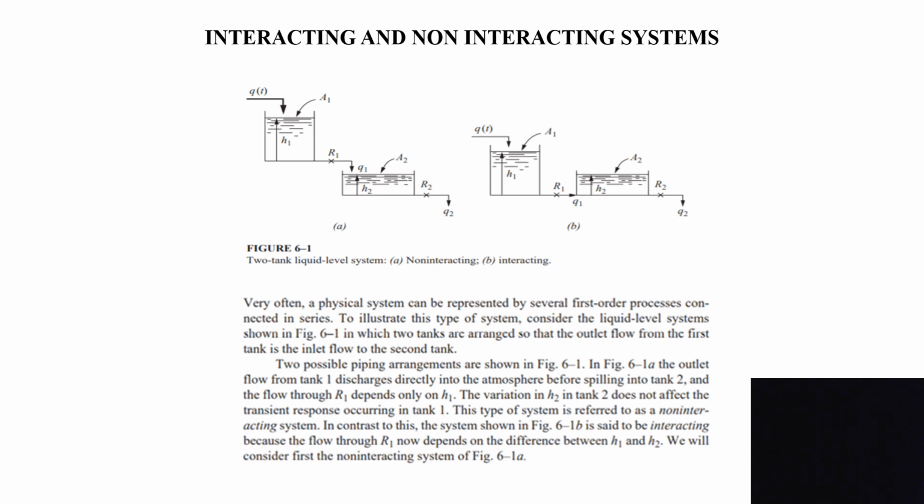Next, coming to the interacting and non-interacting systems. If you see, there are two setups available. The first one we call a non-interacting system, and the second one we call an interacting system. Why is it called non-interacting? We are going to study the dynamics of the level in the first tank in the non-interacting case, and we are going to consider two tanks connected in such a fashion that the output of the first tank is going to affect the level in the second tank, and the output of the second tank is in no way going to affect the first tank. That's why it is called non-interacting.